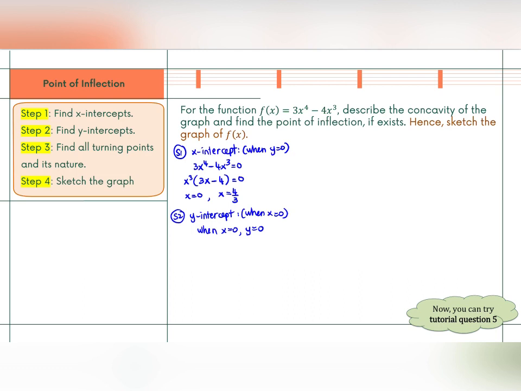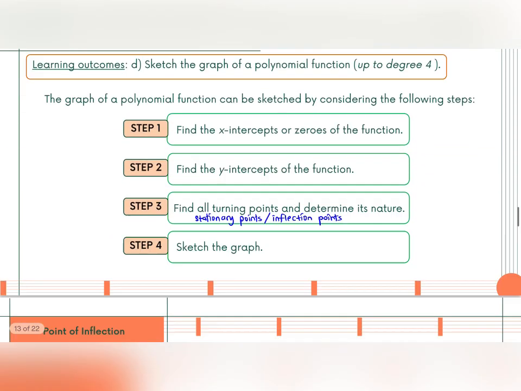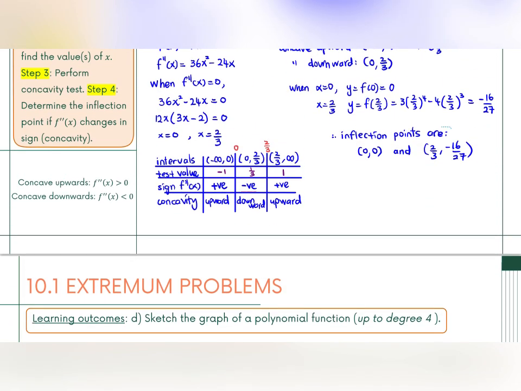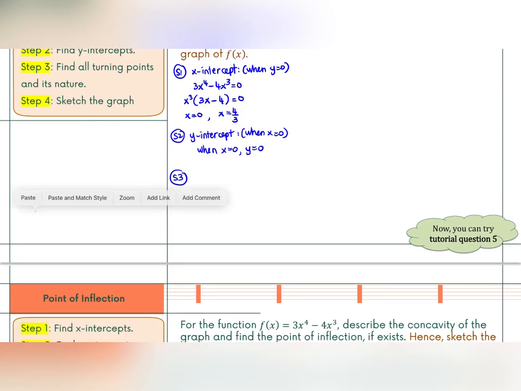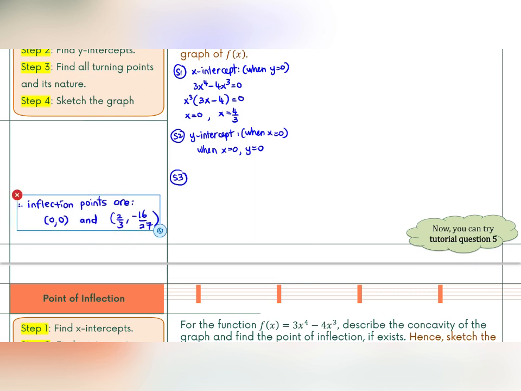Okay, now let's go through the third step, which is find all the turning points. Turning point tadi saya kata kita kena ada stationary points dan juga kena ada inflection point. So, inflection point kita dah dapat dah from previous one. Sekejap, kita salin semula. So, this is our inflection points. Saya letak dekat sini lah sebab dia adalah jawapan daripada sebelum ini.